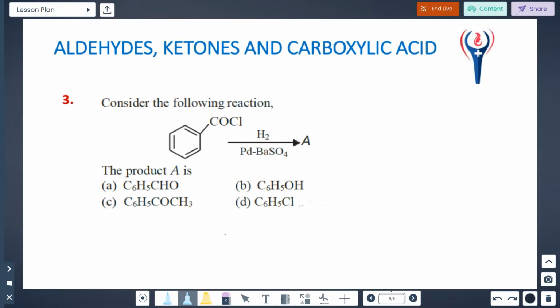Okay, simple. When you see palladium and barium sulfate, this is called what? Rosenmund reduction. So from the reagents only we can identify the compounds. You know that when it undergoes reduction, simple, H2 comes in. So I'll write it here once again. The product.